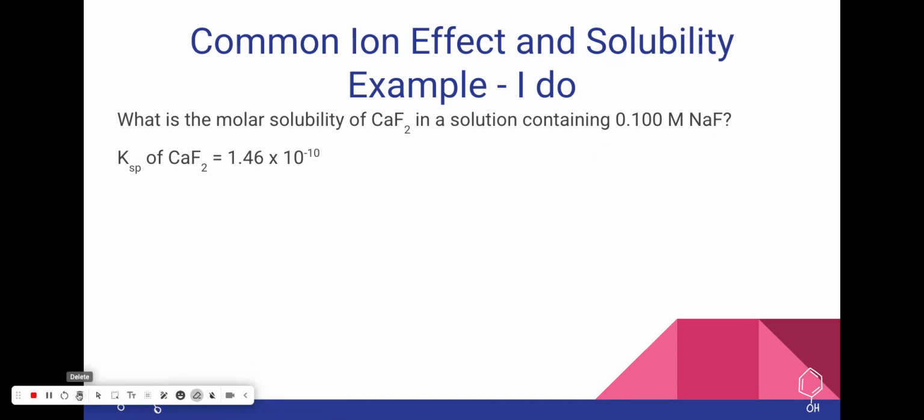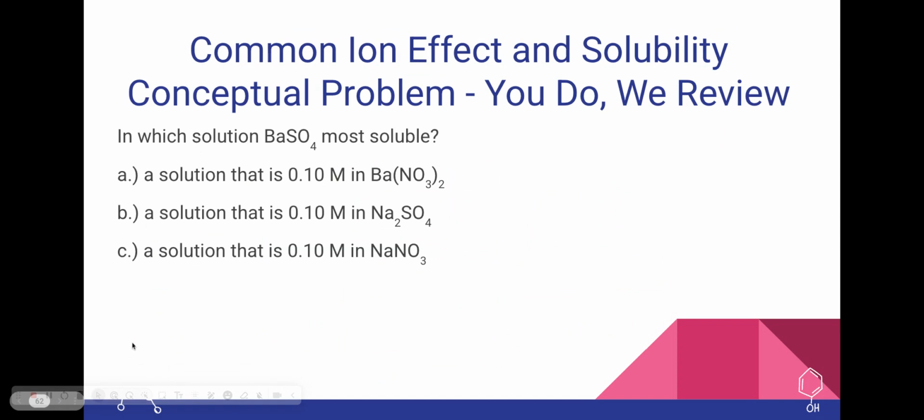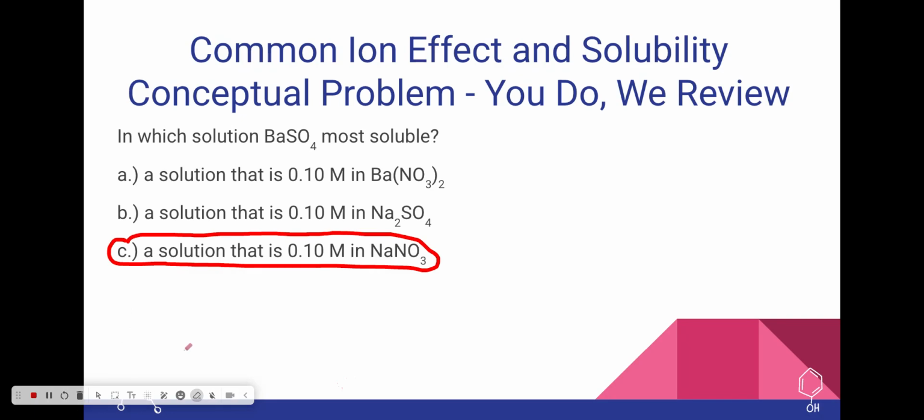All right, this next slide is going to be more of a conceptual look at the common ion effect. So I want you guys to take a moment and, looking at barium sulfate, tell me which of these solutions is going to have the greatest solubility. So go ahead, pause the video and try this one on your own. All right, everyone, and I hope you were able to correctly identify that the solution is in fact C, sodium nitrate, because sodium nitrate solution is the only one that lacks the common ion. So barium sulfate would be most soluble in solution C.